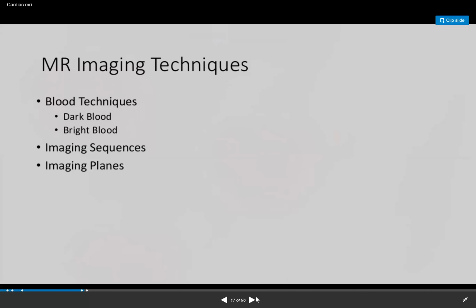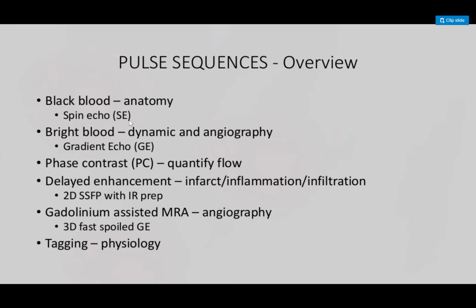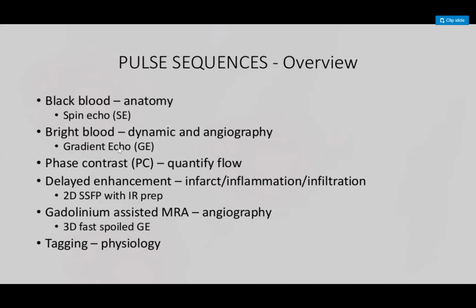Okay. So I went over dark blood and bright blood sequences. What are those? Black blood tells us about the anatomy. And you will see that in the beginning, the imaging is mainly spin echo, where the blood has been changed to black. Bright blood, so SSFP and gradient echo for the volume assessment or motion, are bright blood.